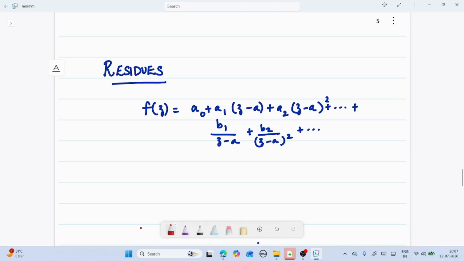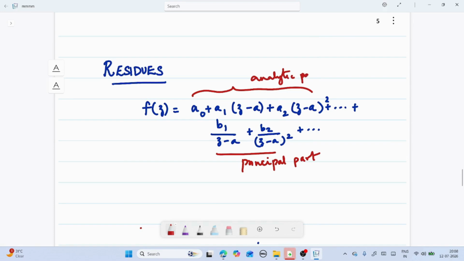In this lecture, we will see what residues are. In order to define a residue, let us first move on to the Laurent expansion of a given function f of z. The Laurent expansion of f of z is defined this way: a0 plus a1 into (z minus a) plus a2 into (z minus a) whole squared, and so on, plus the negative powers of z minus a. This part is called the principal part, which involves the negative powers, and this is called the analytic part, which involves positive powers.